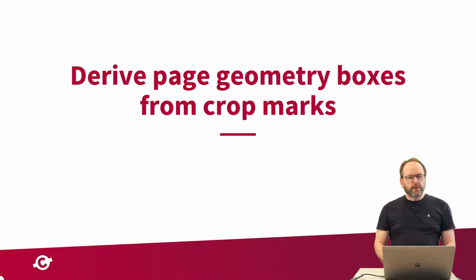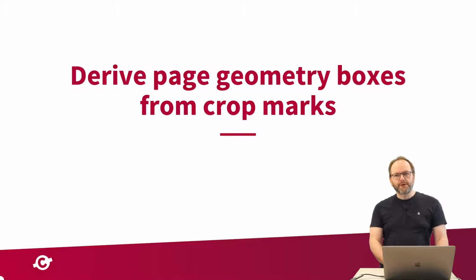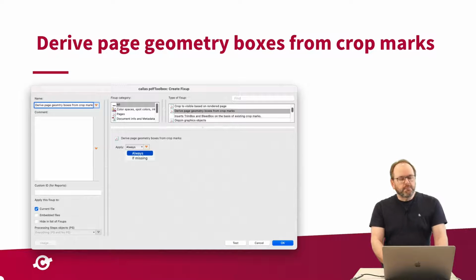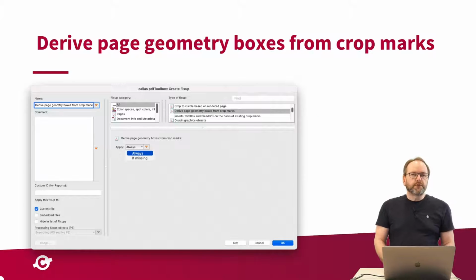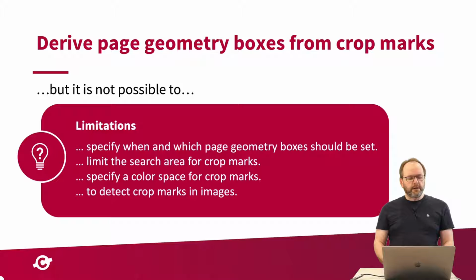Okay, and then we're swiftly going to the next one, which has to do with geometry boxes. Geometry boxes are media box, crop box, trim box, bleed box, art box. And specifically, what you very often want to do is derive the trim box and the bleed box from marks you have in the document. And in pdfToolbox 14, you can already do that. Actually, that has been a feature of pdfToolbox for a long time. But there are certainly cases where you have limitations.